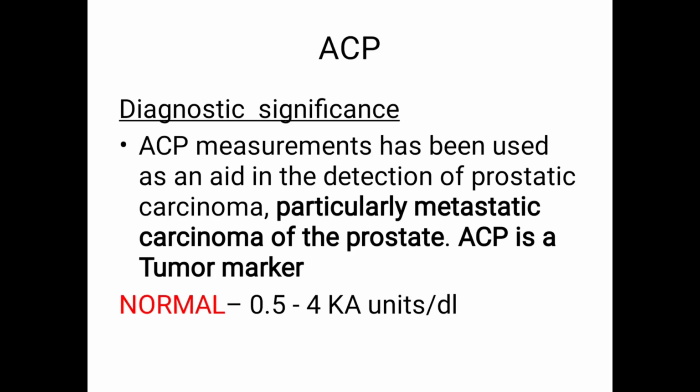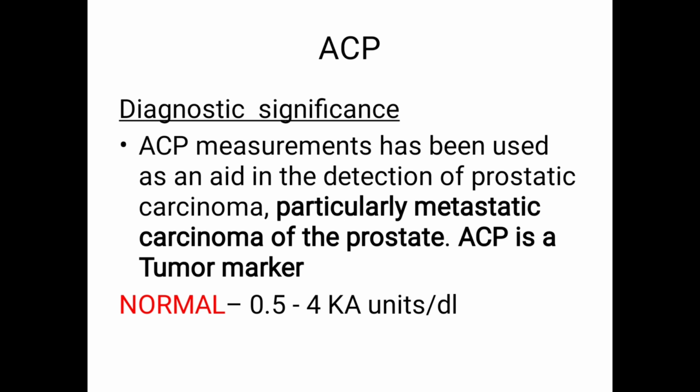So what is the diagnostic significance of ACP, acid phosphatase? Measurement has been used as an aid in the detection of prostatic carcinoma, particularly metastatic carcinoma of the prostate. ACP is a tumor marker. This point you have to remember. Metastasis means it spreads, it gives birth to smaller growths. So ACP is connected to prostate. It is a tumor marker.